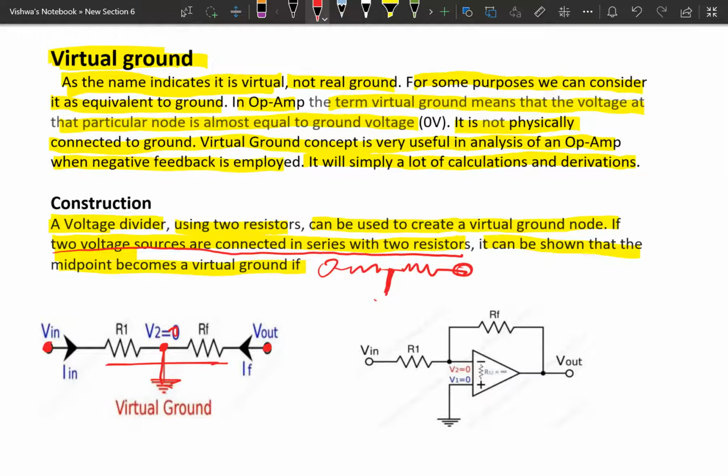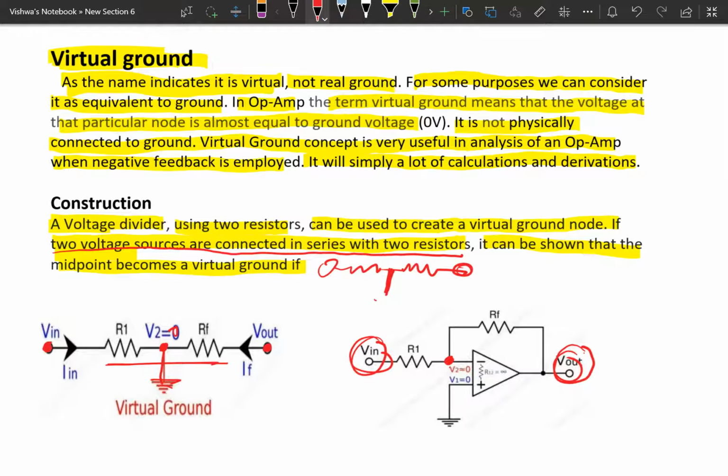Considering an amplifier circuit, here is an amplifier circuit with negative feedback, that means an inverting amplifier. Here there are two voltage sources, one is the input voltage source and the other is the output voltage source. In between these two there are two resistors: one is the input resistor R1, and the other is RF, the feedback resistor. These two resistors are in series with the two voltage sources. The midpoint between these two resistors is this one. This point we consider as the virtual ground point.